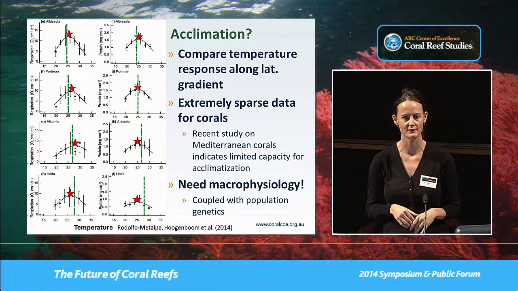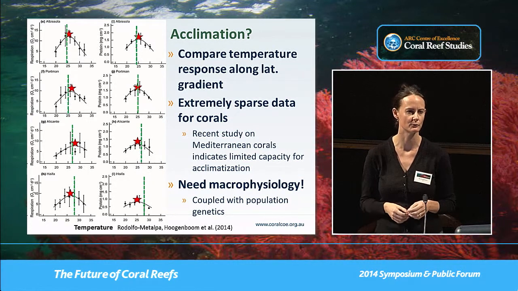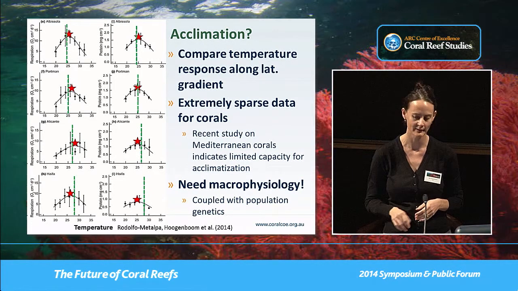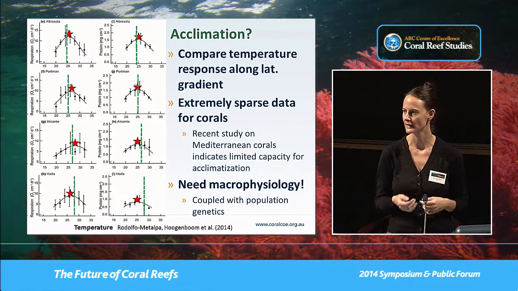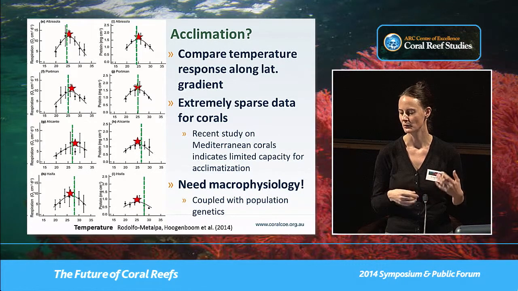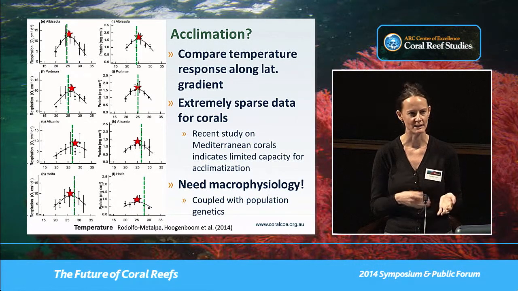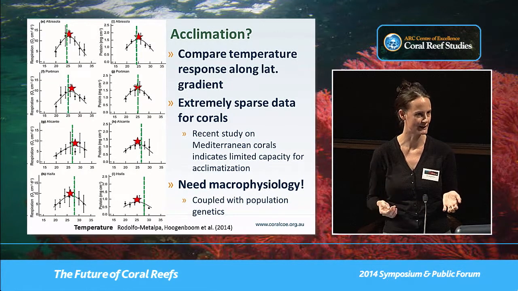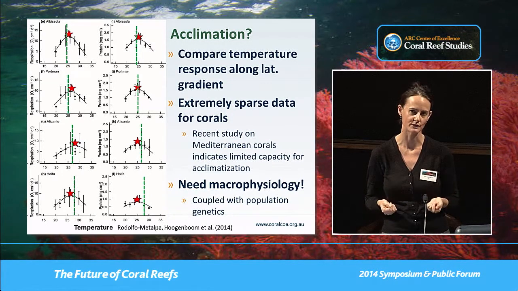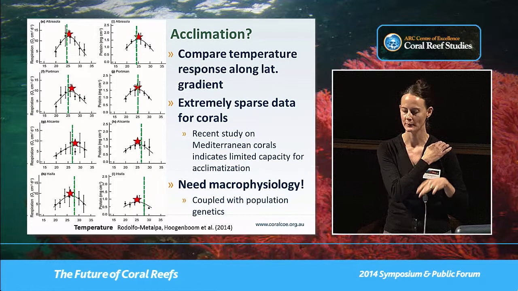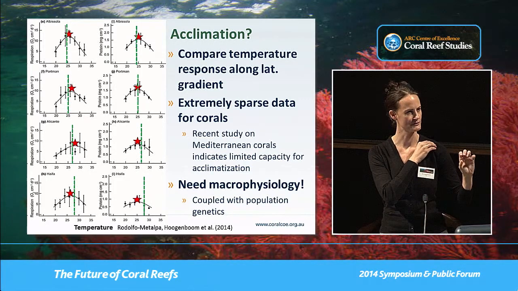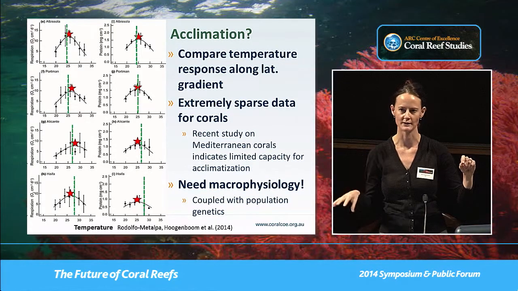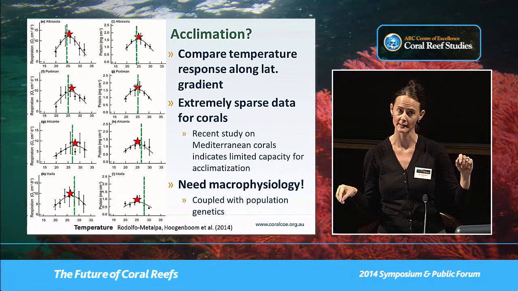So what I'm showing you here is one example of a paper we published in Global Change Biology earlier this year. It's for a Mediterranean coral species, and in this study we were attempting to detect a signal of acclimation to different temperatures along a latitudinal gradient among these 4 different populations. So we sampled these corals from 4 locations, 2 on the coast of Spain, 1 in Italy, and 1 down on the Israeli coast in the Mediterranean.